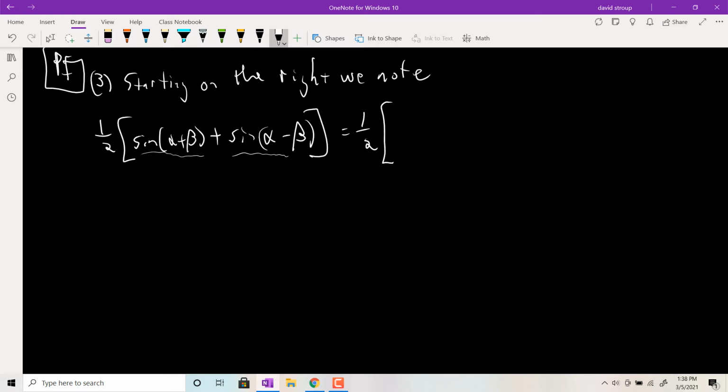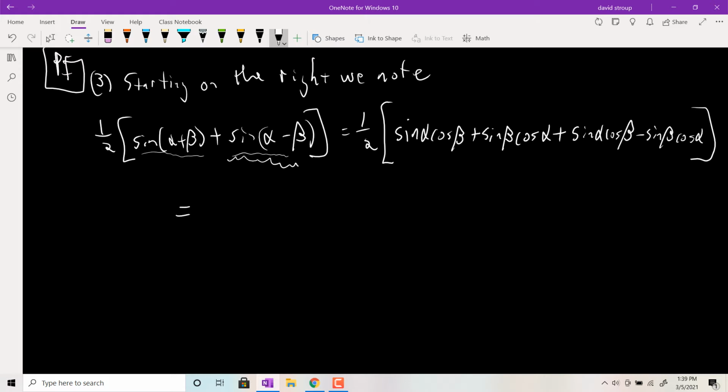So this will be 1/2 times, well, this is the same sine. So anyway, same sine, right? So this will be sine of alpha cosine of beta plus sine of beta cosine alpha, and then plus, and again I'm going to use that type of identity on this guy. So you end up with sine alpha cosine beta with a minus this time, sine beta cosine alpha.